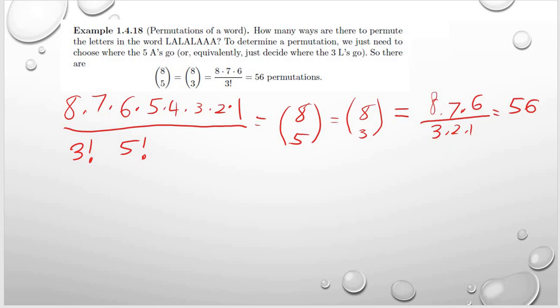But you could think of where to put the L's. You'd have 8 times 7 times 6 places to put the L's, but then you realize this is overcounting because these L's are all equivalent, so you divide by 3 factorial. So there are lots of different ways to think of this, but they all give the answer of 56.